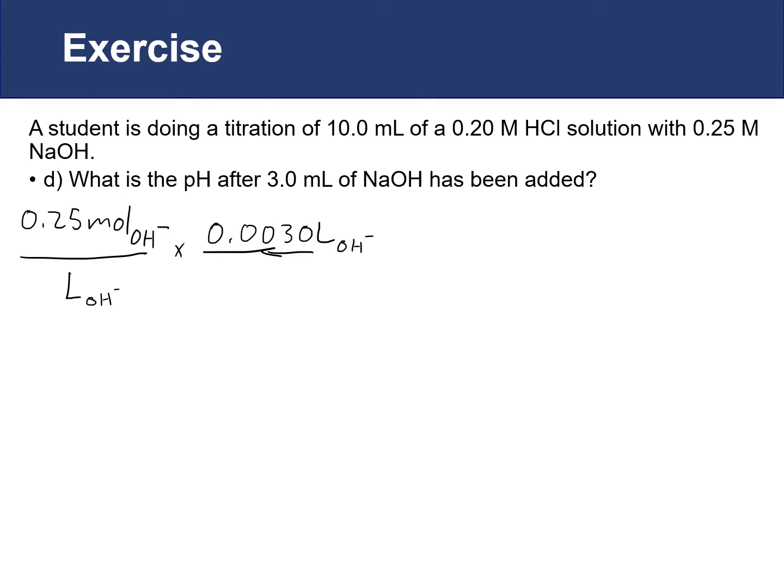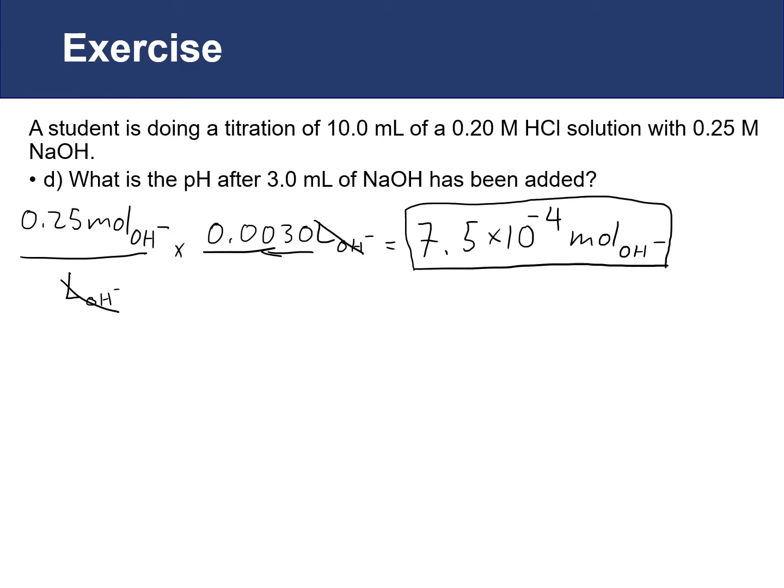of OH minus. Liters of OH minus cancel out, and that's going to give us 7.5 times 10 to the negative 4 moles of OH minus. Essentially this is the number of moles of acid that we have neutralized, right? Any moles of base that we add will neutralize the exact same number of moles of acid. So this value is the number of moles of acid that has been neutralized by adding 3 mL of our 0.25 molar sodium hydroxide solution.